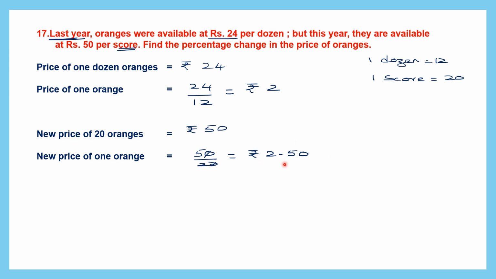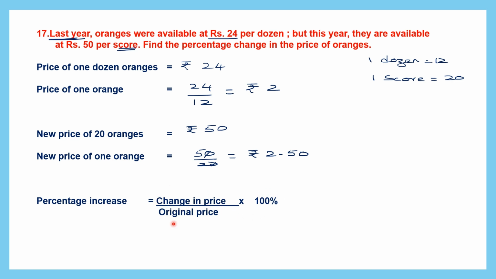So from this itself you can make out that there has been an increase in the price, isn't it? It was 2 rupees. It has now become 2 rupees 50 paisa. Now we have to find the percentage change in the prices of the oranges. So to find the percentage change, we say change in price divided by the original price into 100%, because we're converting it to a percent.